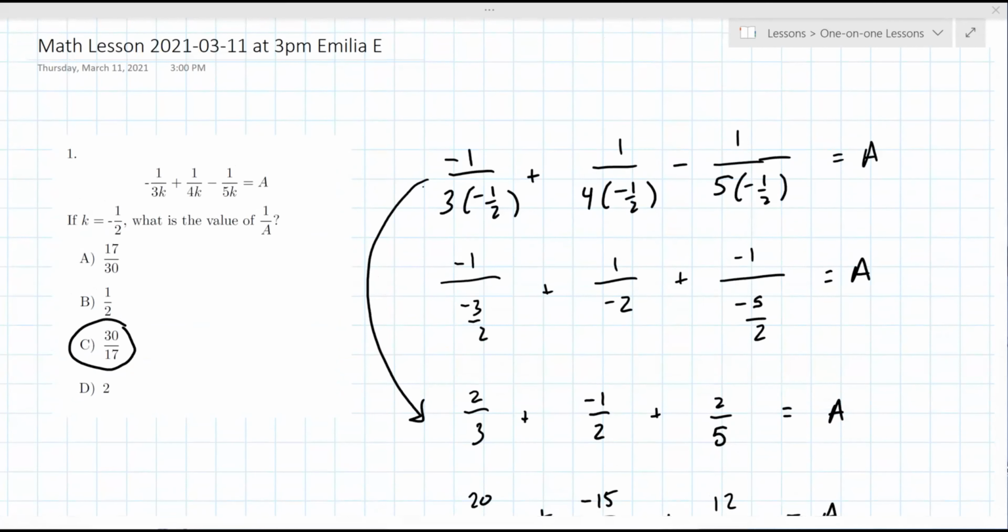But do you want to do another one like this, or do you want to move on to a new question? Let's do one more like it if you have it. Okay, give me a moment here to get there.